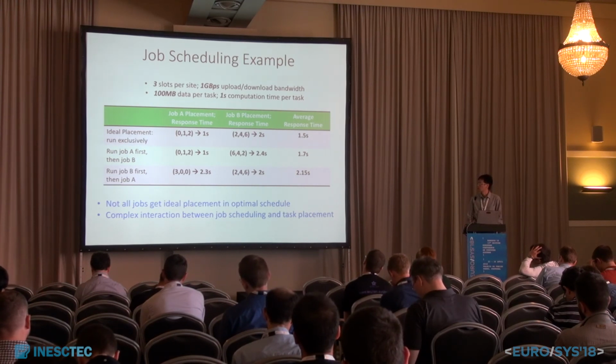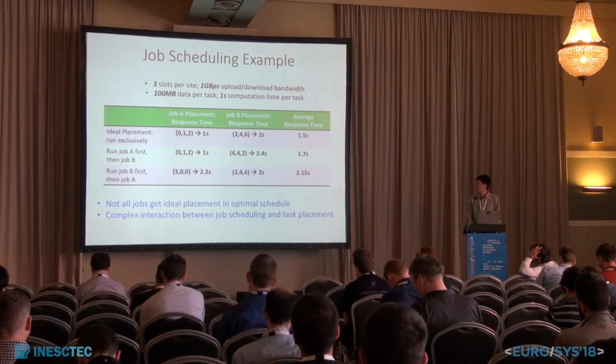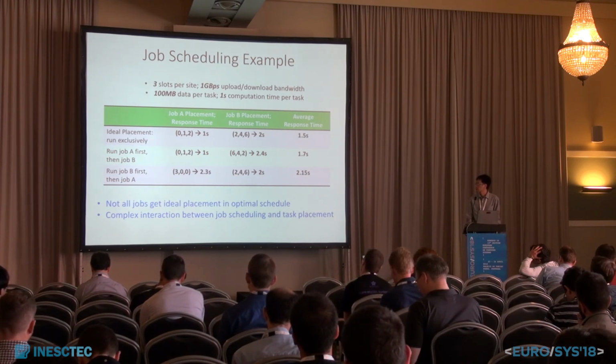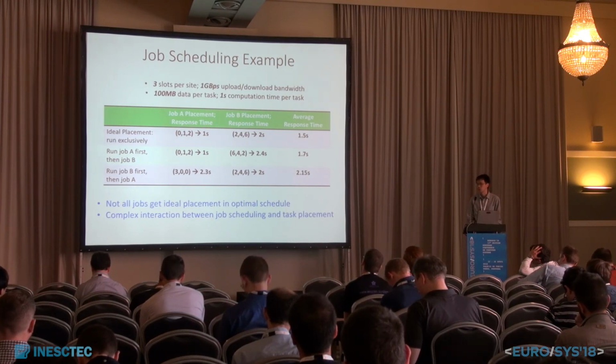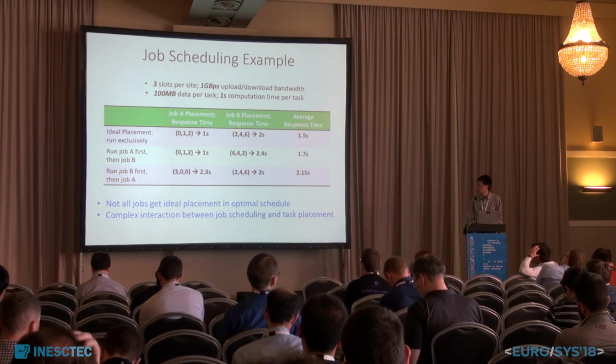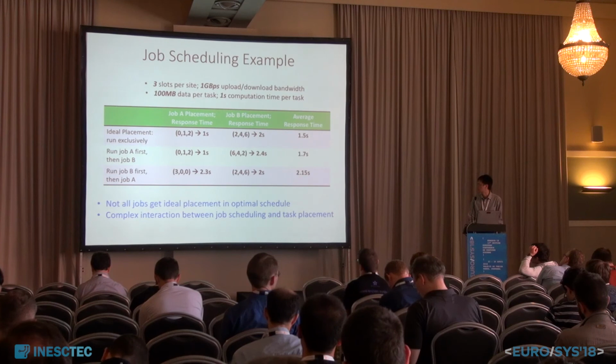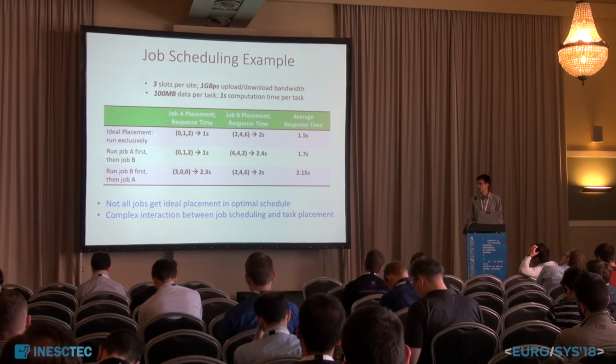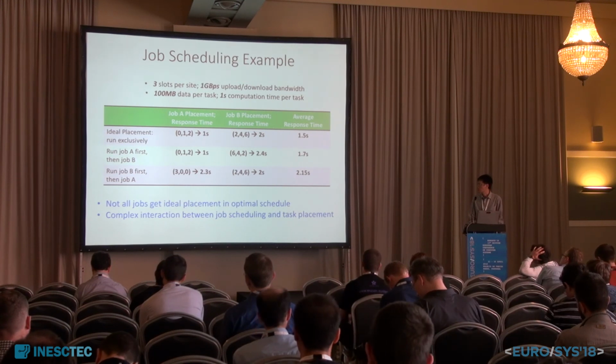If we have a different order, by running job B first and then running job A, job B will get its ideal placement, but not job A. For job A, we'll have to shift all of the data from site 2 and site 3 to site 1, and run all of its tasks inside site 1, which has a 2.3 seconds response time. And the overall response time on average is 2.15 seconds. So this example tells us that in the optimal schedule, not all of the jobs would get their ideal placement. And this is due to the complex interaction between job scheduling and task placement.